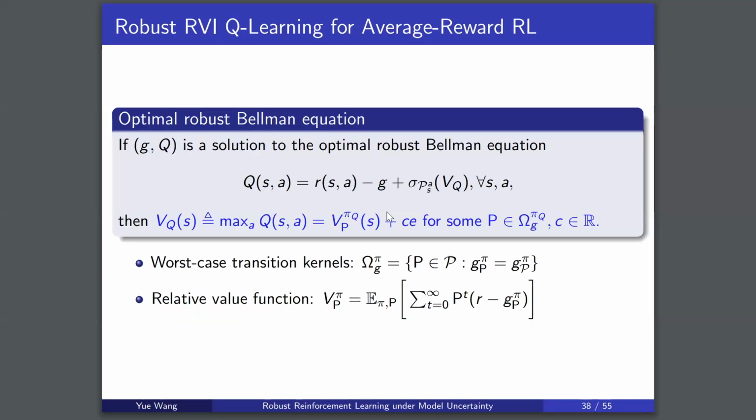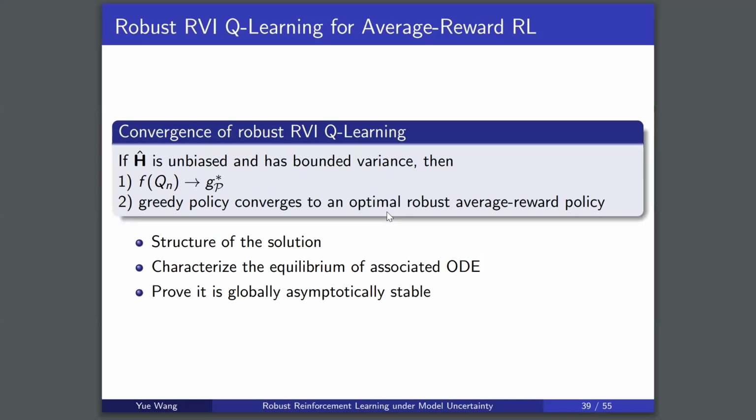So by doing so, we need to develop a deeper and more careful characterization of the structure of the MDP. So we further develop a more fundamental structure of the solution to this Bellman equation, and we then use the structure of this solution to characterize the equilibrium of the associated differential equation of our algorithm, and show its global asymptotic stability, and finally implies the convergence of our algorithm.